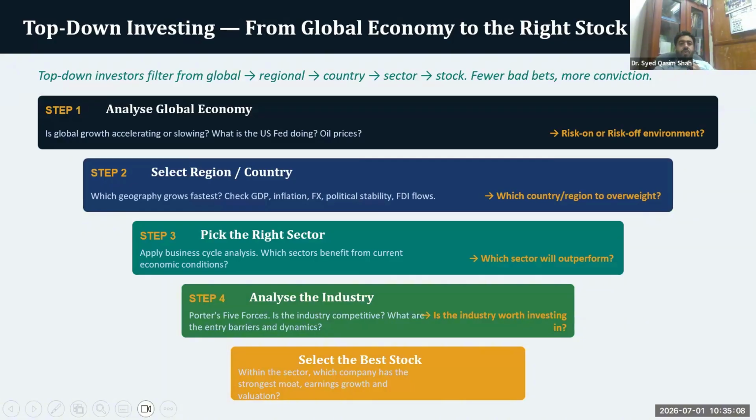This is how the top-down investment strategy is being done. If you look into this, it's very interesting how we will start. Investor filter from global. You need to analyze the global economy. Why the global economy? The global economy is one of the indicators that will lead to what is happening in risk, what is happening to the overall economies.